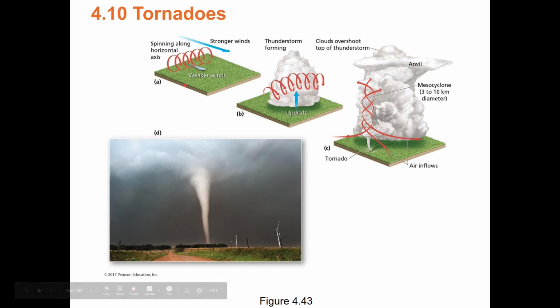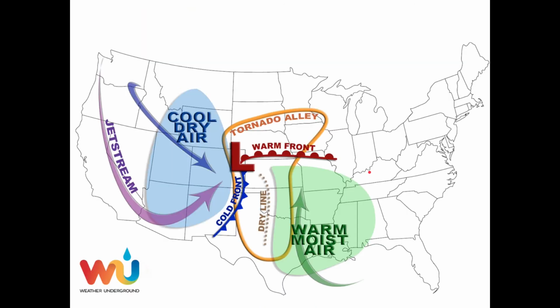Here's the diagram out of the book. Stronger winds, weaker winds, making horizontally rotating air that then gets tipped on its end by running into the updraft of a thunderstorm, and then you have a tornado. Some of the highest wind speeds on the planet, I think over 321 miles an hour, was not measured, but calculated from a video of a tornado.